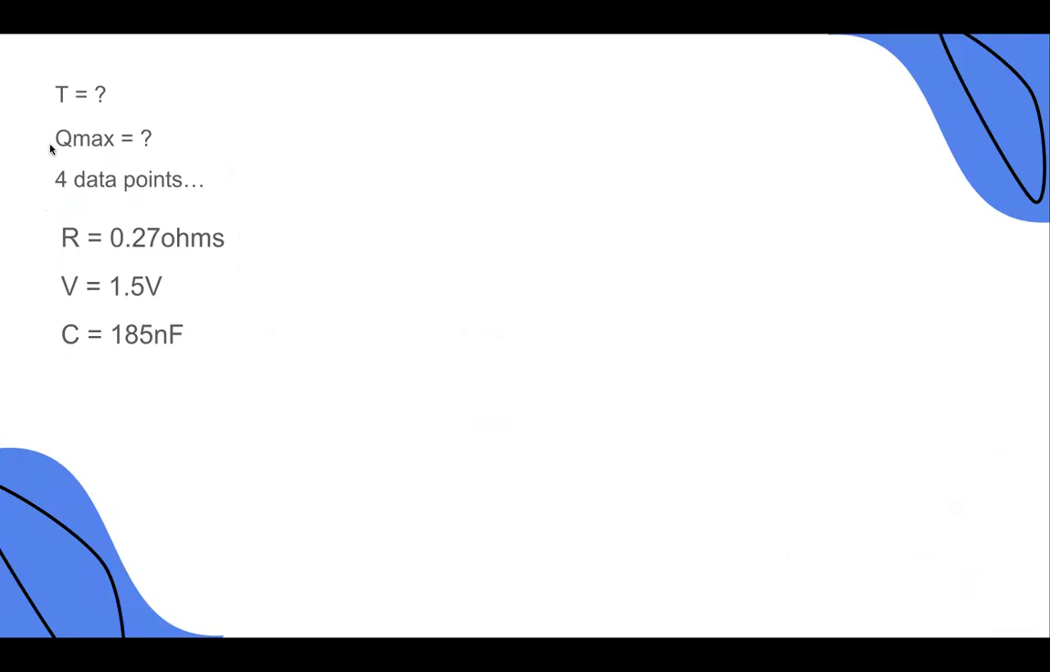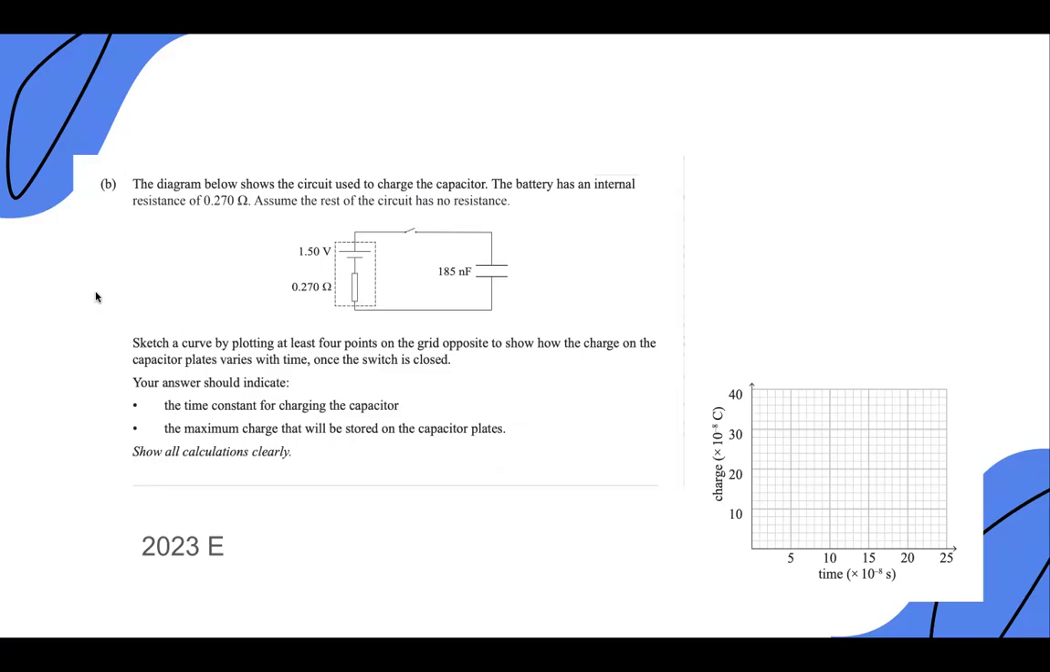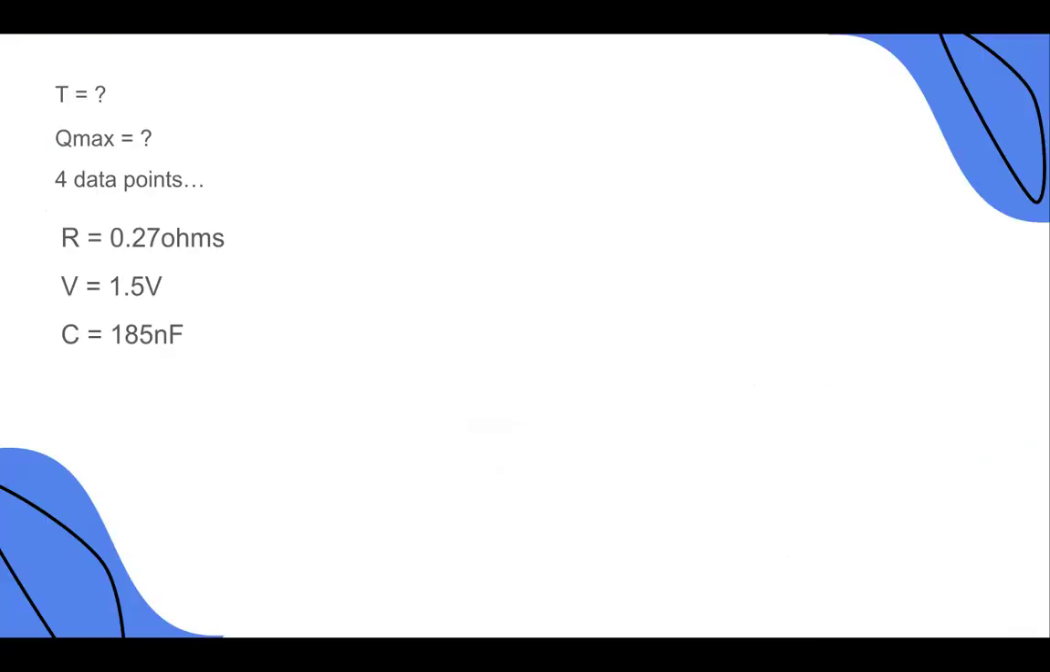Okay, so here's the information we've collected so far. We want T, we want Qmax, we want 4 data points, and we know the resistance of the resistor was 0.27 ohms. The voltage of the source was 1.5 volts, and the capacitance is 185 nF. Now, looking at nF, do you remember the standard form that N stands for, your metric conversions?